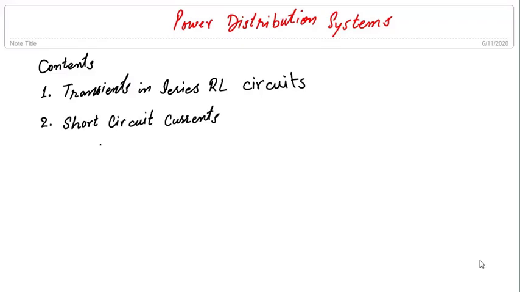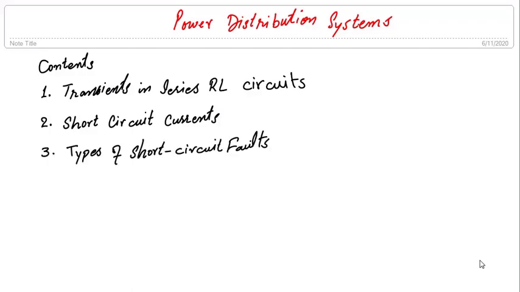Then we discuss short circuit currents. Here we discuss in detail the short circuit current type of a synchronous generator. Whenever fault occurs in power system, current is supplied by the synchronous generator, because synchronous generators are the source of electrical power. So they supply to the load as well as to the faults.